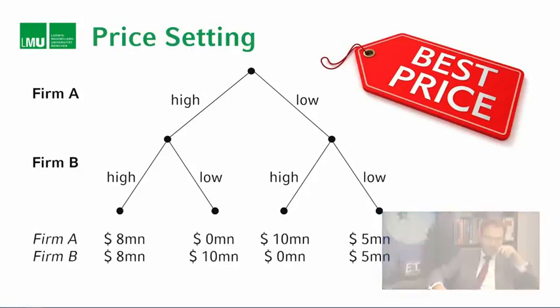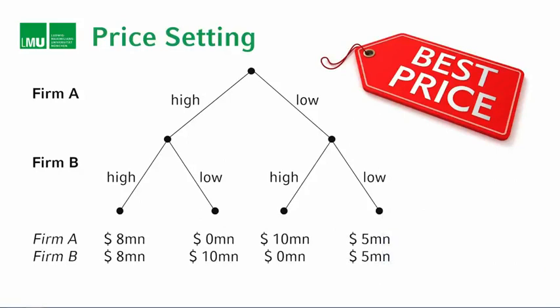Payoffs are 8 million for both if both charge a high price. They are 0 for Firm A and 10 million for Firm B if Firm B charges a low price and Firm A charges a high price. They are 10 million for A and 0 for B if A charges a low price and B charges a high price, and if both charge low prices, they both make 5 million. What is the likely outcome of that game?